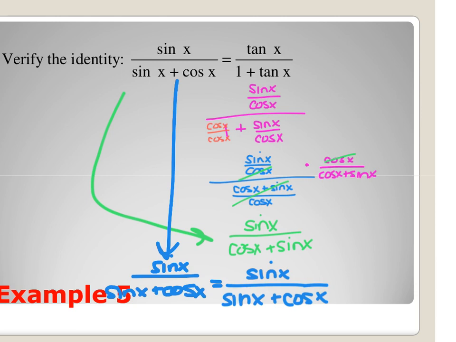Why did you turn the 1 to cosine x over cosine x? Here, you mean? Yeah, why did you have... So before you can do that keep, change, flip to get rid of the denominator, it has to be a single fraction down there. So I have to combine the 1 plus sine over cosine into one fraction. So the 1 becomes cosine over cosine, and then you can combine them.